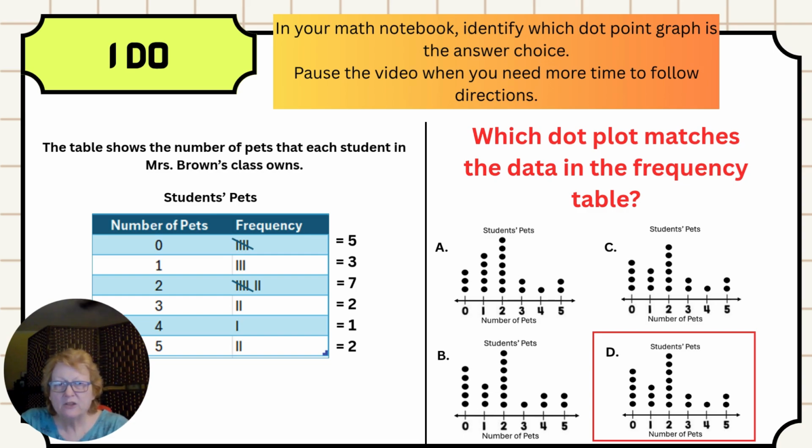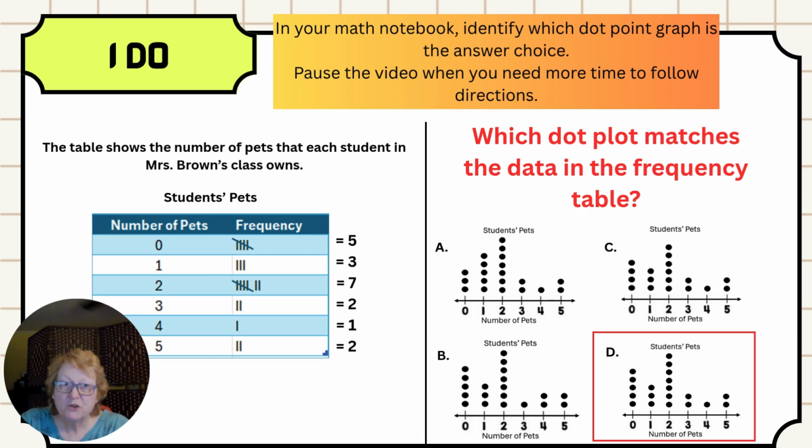Well, let's look at answer choice A. And we're going to start with that very first data point of 0 students. And when you look at that dot plot, how many dots are there for 0 students? There are 3. But according to the frequency table, how many students had 0 pets? Well, there were 5. Does that match? No. Right there, you can see that answer choice A is not the answer.